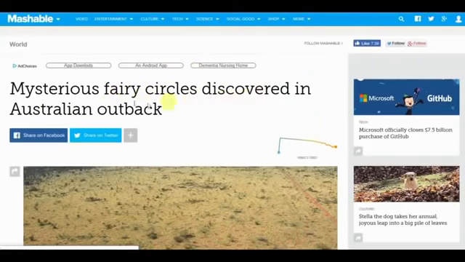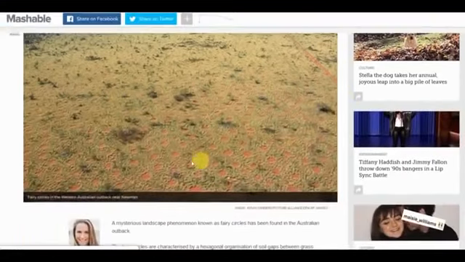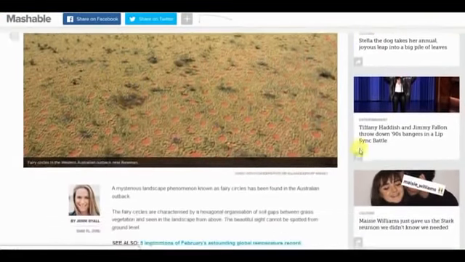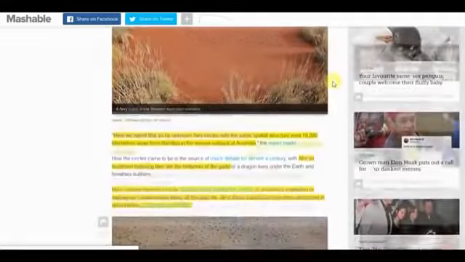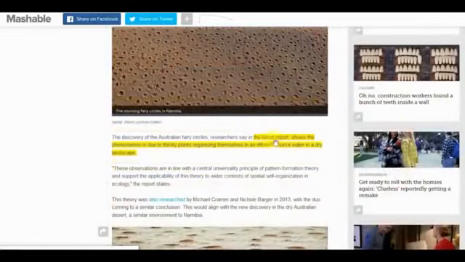Mysterious fairy circles discovered in the Australian outback. So they found more of these in the Australian outback. And where is this? On Monday, a group of researchers released a report saying they had now located the same formations in the Australian outback in the Pilbara region. And this is in 2016, so only a couple of years ago. So they're just saying here, yeah, the latest report shows the phenomenon is due to thirsty plants organizing themselves in an effort to source water in a dry landscape.